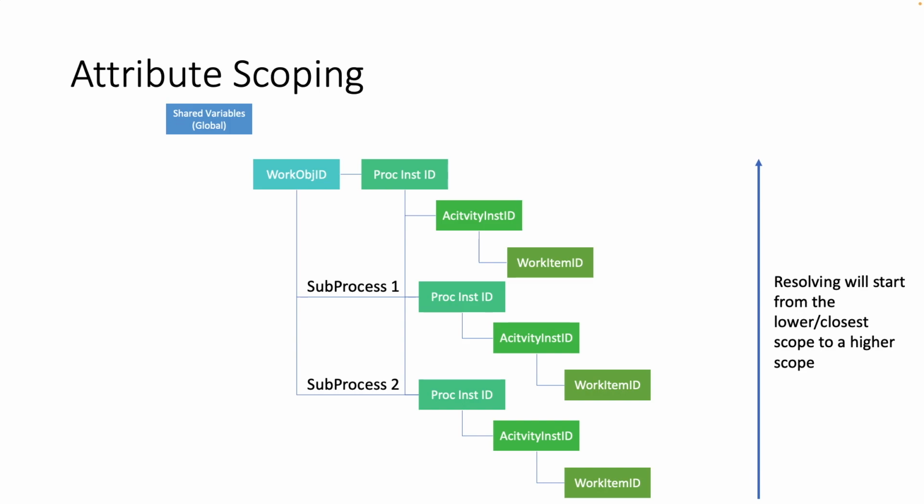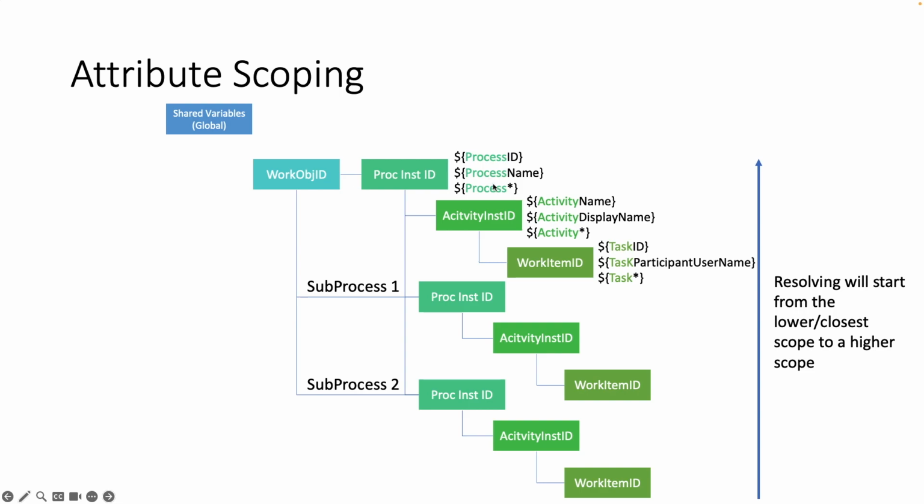Some of these scopes has some known variables which can be found under the system data and commonly used within email templates, e-forms, etc. For example, we have the task ID, task participant username, and other task variables for the work item ID scope, activity name, activity display name, and other activity variables for the activity instance scope, and process ID, process name, and other process variables for the process instance scope. Here's a small hint to note. The variable prefix, task, activity, process, represents the scope it relates to.